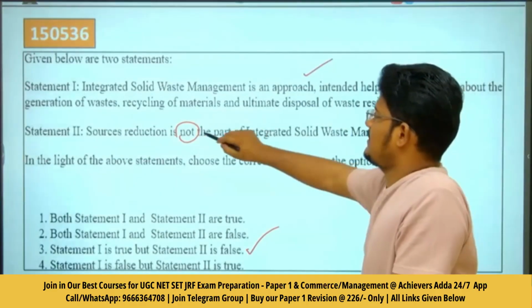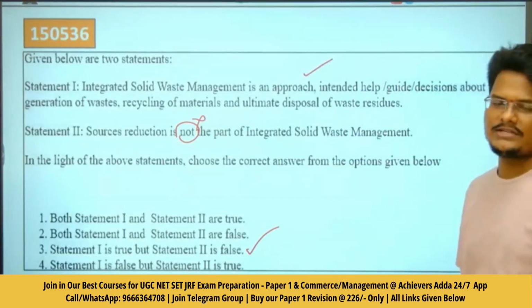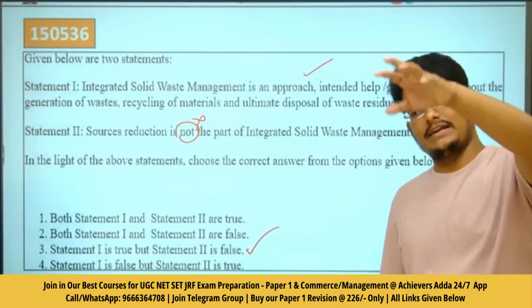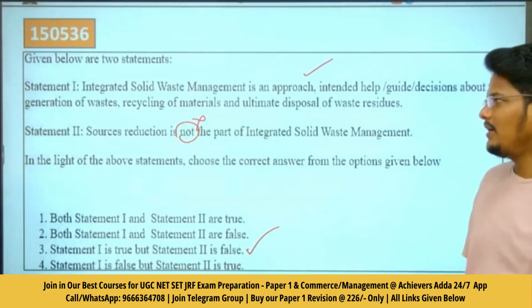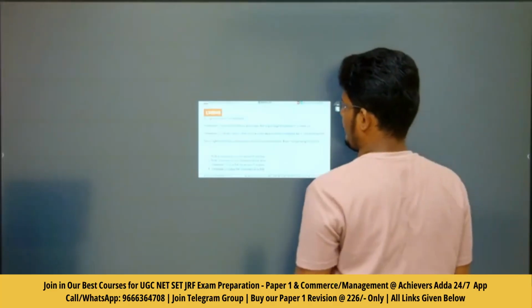This is correct, but that is not correct. Source reduction means wherever the waste is generated, if we can reduce it there, ultimately the waste management will be successful.